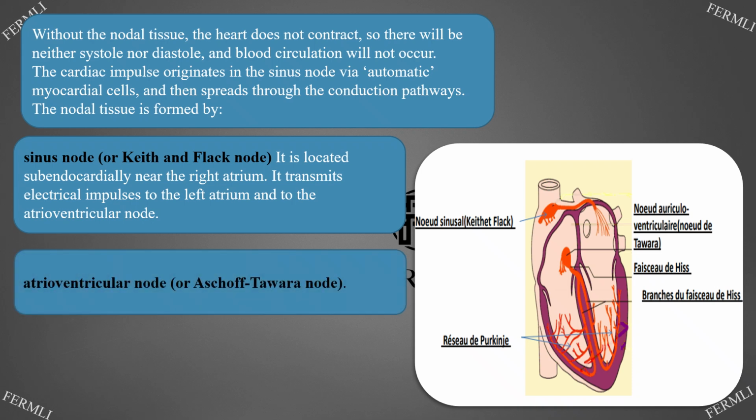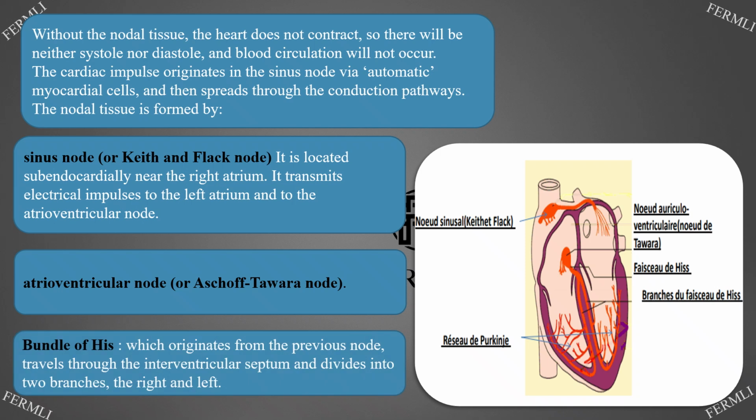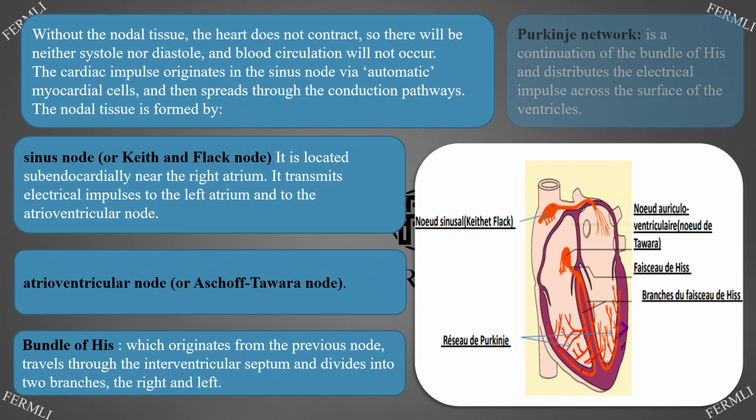Atrioventricular node, or Aschoff-Tawara node. Bundle of His, which originates from the previous node, travels through the interventricular septum and divides into two branches, the right and left. The Purkinje network is a continuation of the bundle of His and distributes the electrical impulse across the surface of the ventricles.